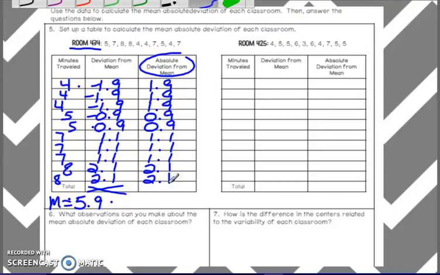Now you have to add those together and then divide. So when you added all those together, you should have gotten 15, and we have 10 pieces of data. So 15 divided by 10 is 1.5. So our MAD is 1.5. Now I want you to do this one on your own. Hit pause, and when you're finished, hit play and check your work.